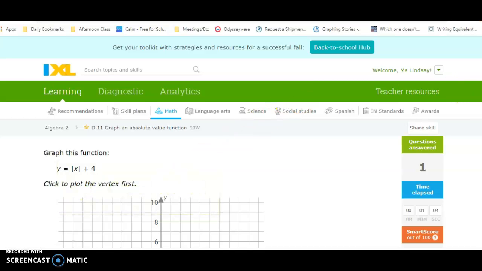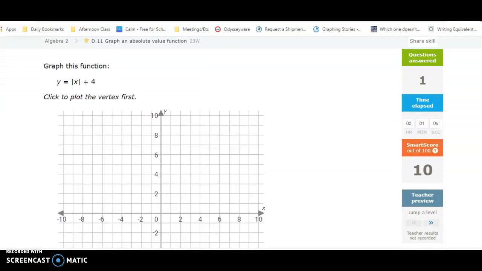So this one, it's going to be opening up. It's not shifted left and right. I know that because there's no numbers inside, but there is a 4 outside. So it's going to start here and then up 1 over 1. So the default is up 1 over 1 when there's no number in front of the x. And it's automatically making the other side because these always make a V shape.